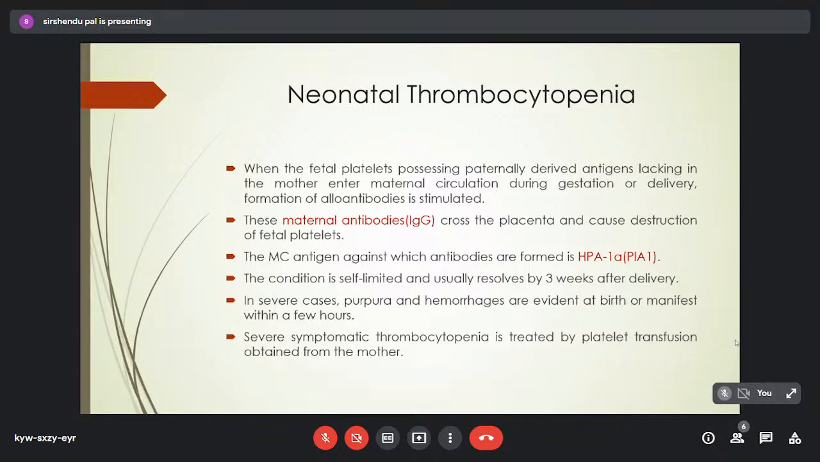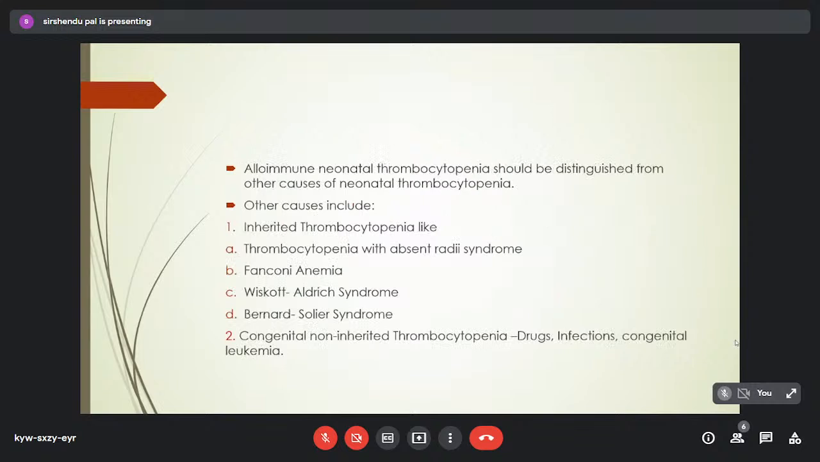The condition is self-limited, usually resolves by 3 weeks after delivery. In severe cases, purpura and hemorrhages are evident at birth or they may manifest within a few hours. Severe symptomatic thrombocytopenia is treated by platelet transfusion, which is obtained from the mother. Alloimmune neonatal thrombocytopenia should be distinguished from other causes of neonatal thrombocytopenia like other congenital causes like Fanconi anemia, Wiskott-Aldrich, Bernard-Soulier, etc. or congenital non-inherited thrombocytopenia caused by drugs, infections or congenital leukemia.